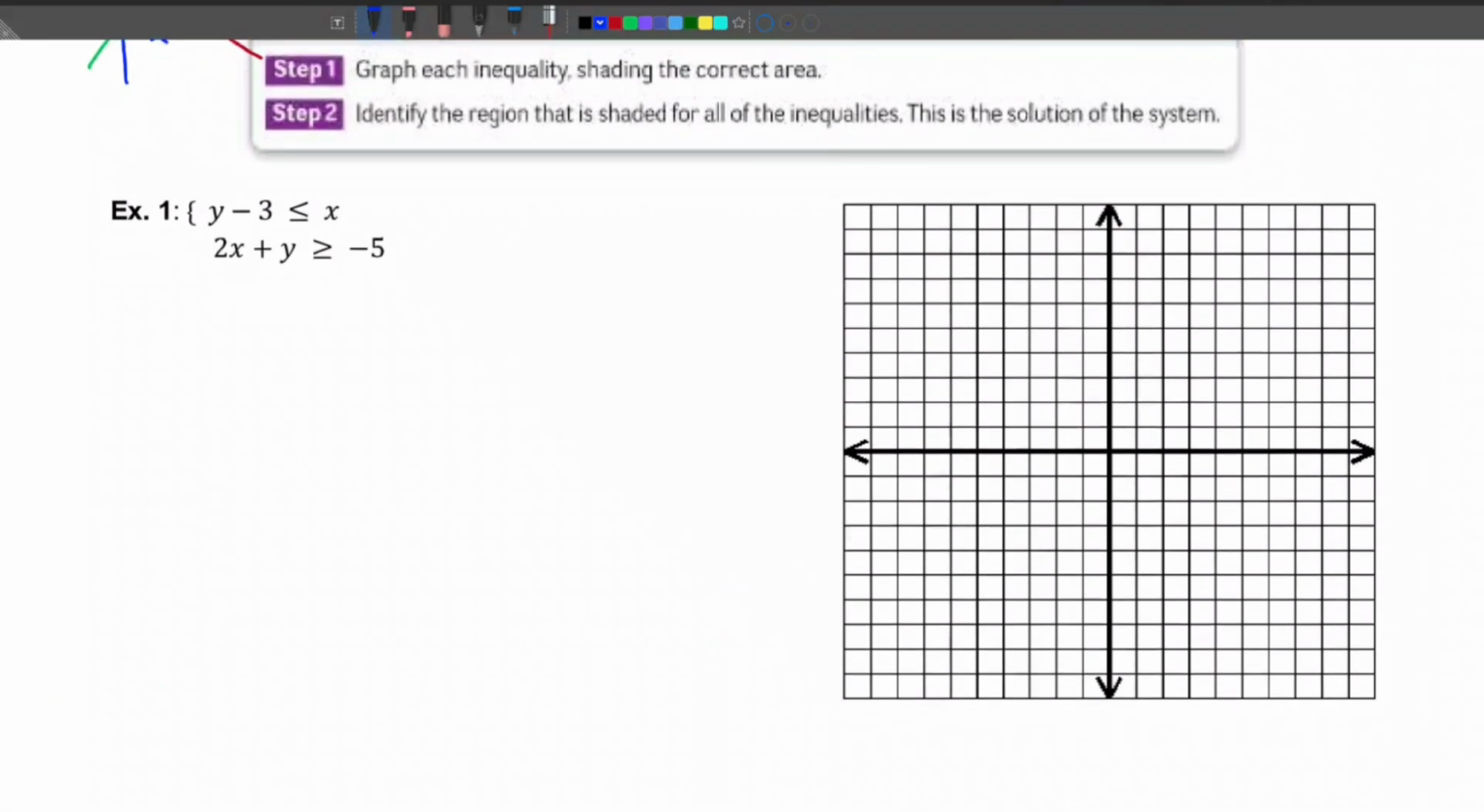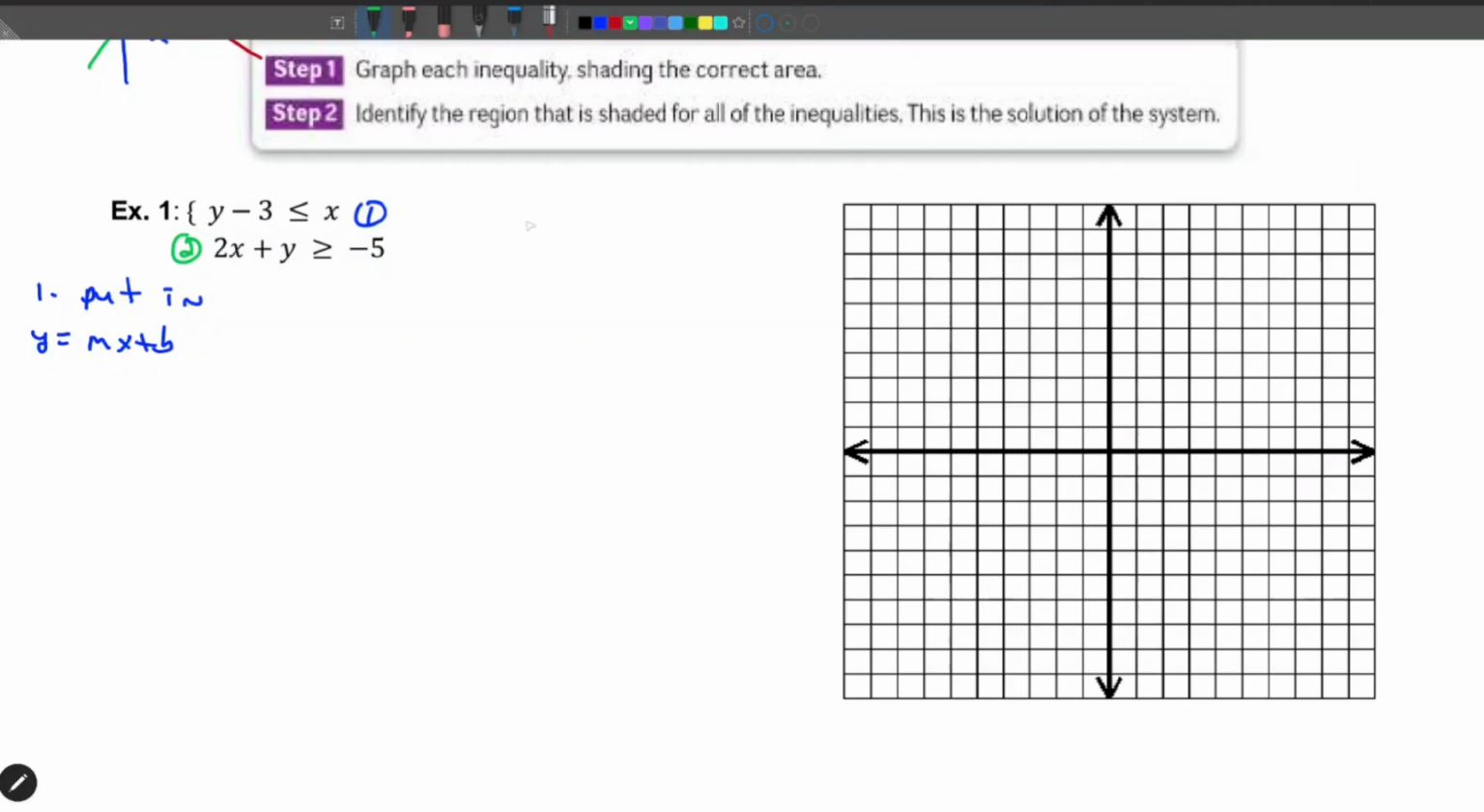So let's start off. Step one, really, when we're graphing these things, is we want to put it in y equals mx plus b form. And so I'm going to label these just to stay organized a little bit. We're going to call this equation 1, and we will call this guy equation 2. And so that's the first step.